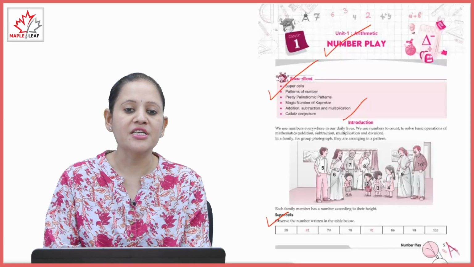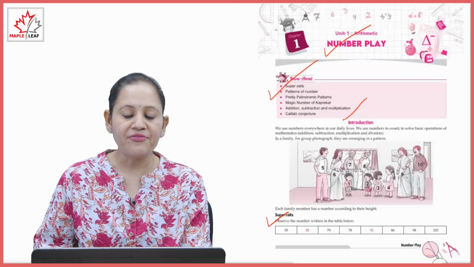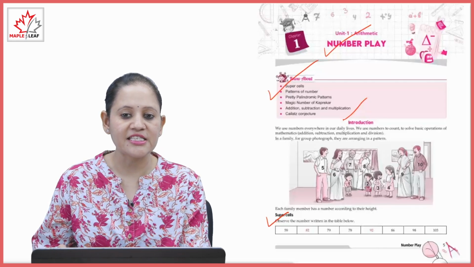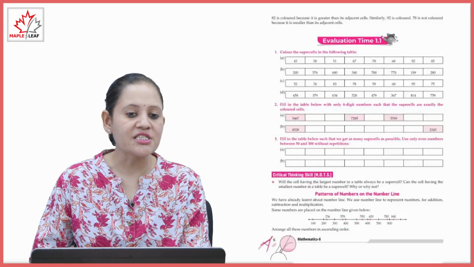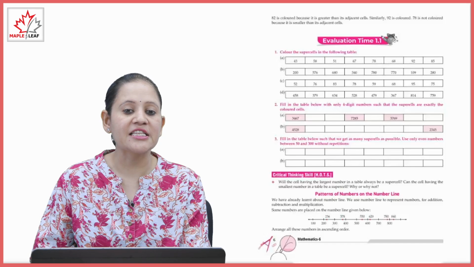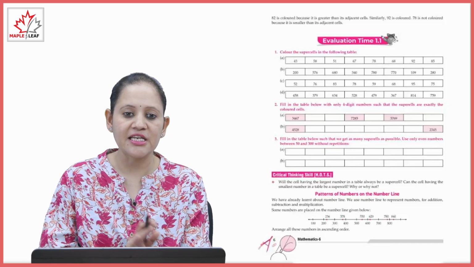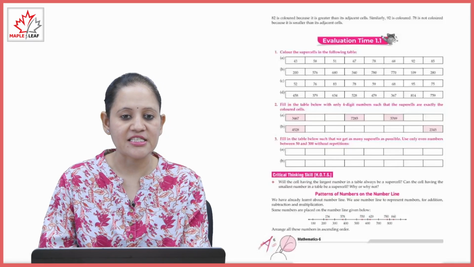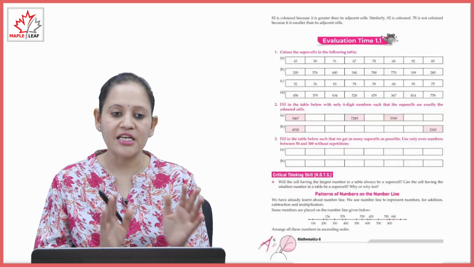Observe the numbers written in the table below. So here you can see 59, 82, 79, 78, 92, 86, 98, 105. 82 is colored because it is greater than its adjacent cell. Means उसके पास के जो नंबर है उन दोनों नंबर से ग्रेटर है. Similarly 92 is colored. 72 is not colored because it is smaller than its adjacent cell. Means उसके adjacent जो पास वाले नंबर है वो उनसे greater नहीं है.